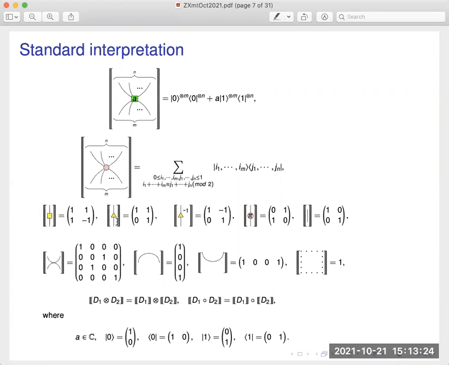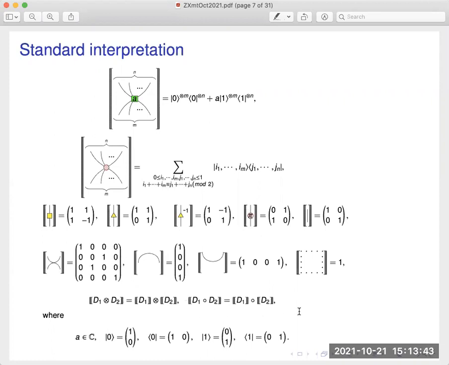What is the triangle? This triangle is just a 2 by 2 matrix, which is all 1 except for one entry, which is 0. And this is its inverse, and this is the usual pi gate, and this is the identity, the swap, the cap, the cup, and the empty diagram.